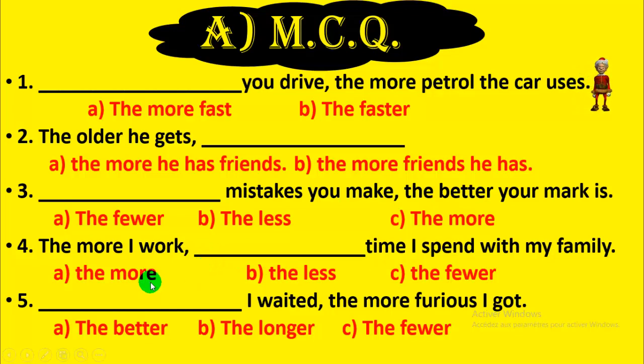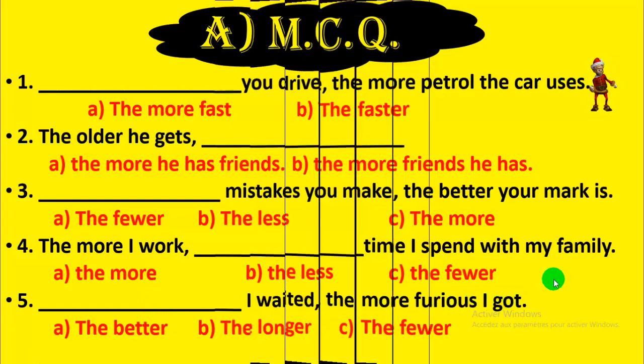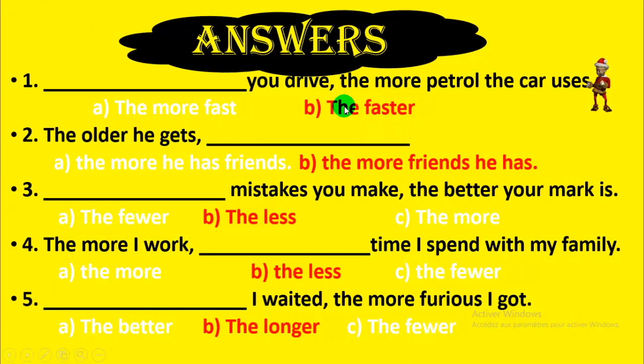Number 5. The better I waited, the longer I waited, or the fewer I waited, the more furious I got. Ici, on a the faster, the more friends he has, the less, and the longer. So B. Come on. Donc, les bonnes réponses ici, c'est B partout.